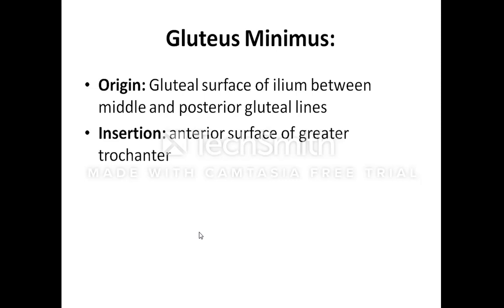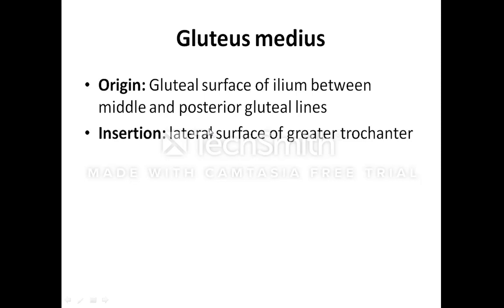The third muscle is the gluteus minimus. It originates from the gluteal surface of the ilium between the middle and posterior gluteal lines. It is inserted at the anterior surface of the greater trochanter. Please try to remember: the gluteus minimus is inserted at the anterior surface of the greater trochanter, whereas the gluteus medius is inserted at the lateral surface of the greater trochanter.